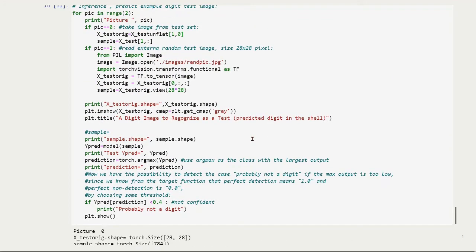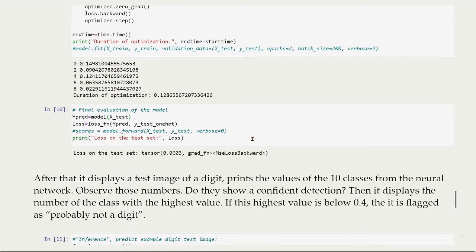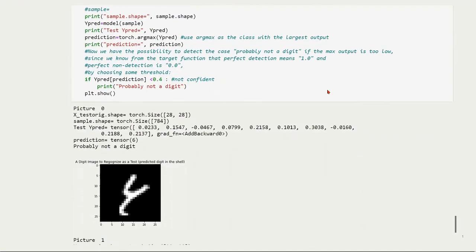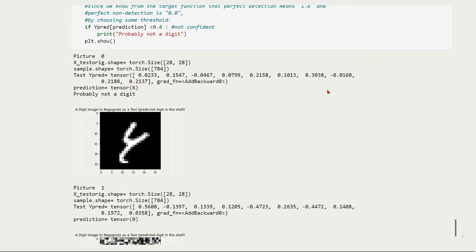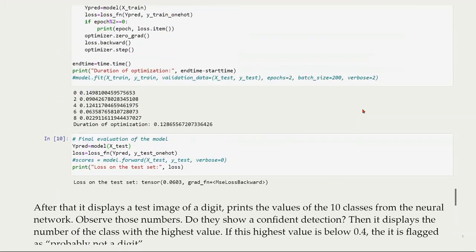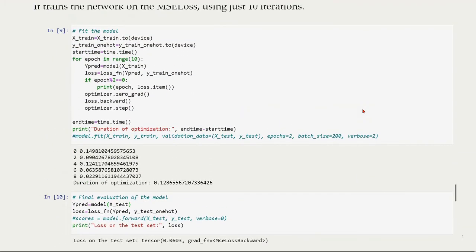Of course, this is a very simple example with a very simple network architecture. We use just 10 iterations, but we can get a lot of interesting concepts and basic intuitions using this kind of simple example.